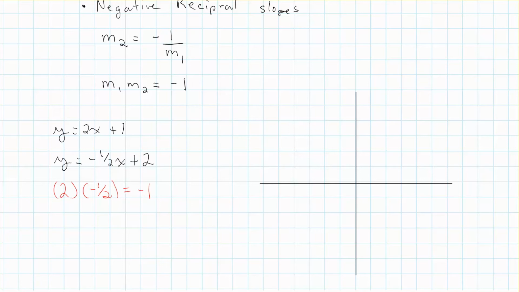Alright, so let's go ahead and plot these. So y equals 2x plus 1, so 1 is the y-intercept, up 2 over 1, up 2 over 1. And then let's go ahead and sketch our line here. So that's the 2x plus 1. And now we're going to do negative 1/2 x plus 2.